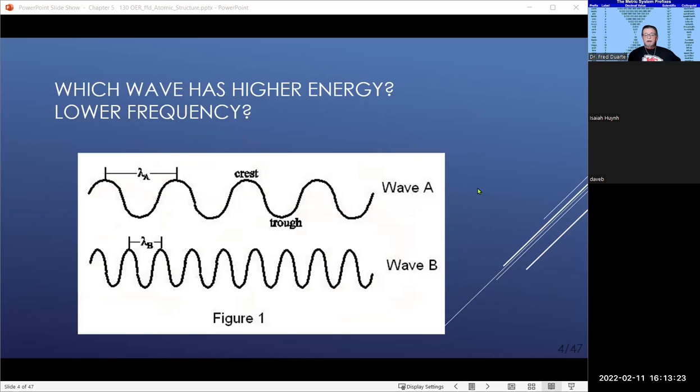All right, so you could be given a diagram like this and you're asked a question, which wave has a higher energy? Well, obviously, based on this, the one with the shorter wavelength, and you can see that B is a shorter wavelength. And the lower frequency, that would be A, okay? All right.